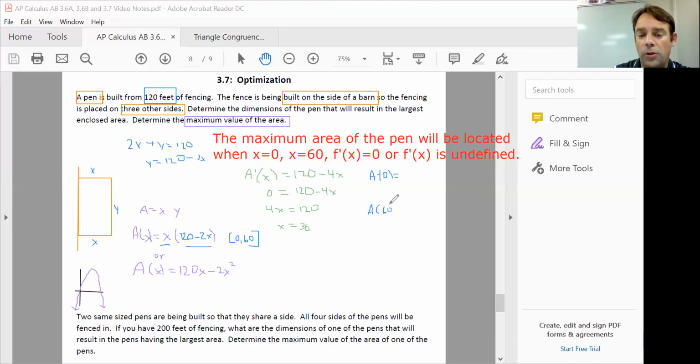Because I already know that when I plug 0 and 60 in, my area is 0. So it doesn't really matter on those ones. But I do need to know what it is when I plug in 30. So if I plug 30 back into my equation, I will end up with, in this case, 1,800 feet squared.